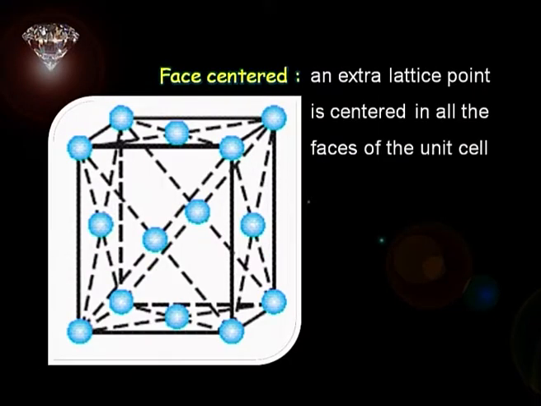The next variety is what is called face centered. In this case, besides all the corners being occupied, there is an extra lattice point which is centered in all the faces of the unit cell. This is called face centered.